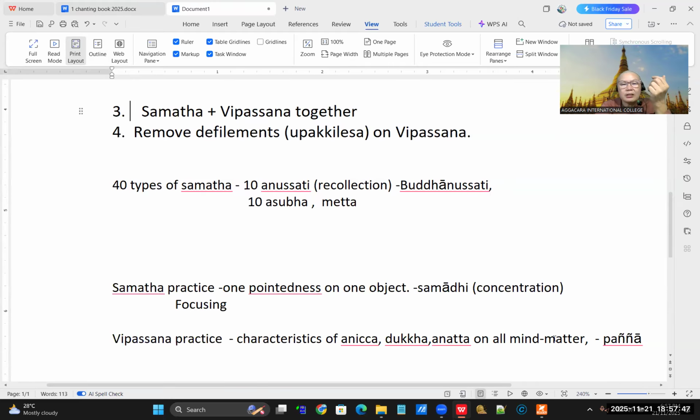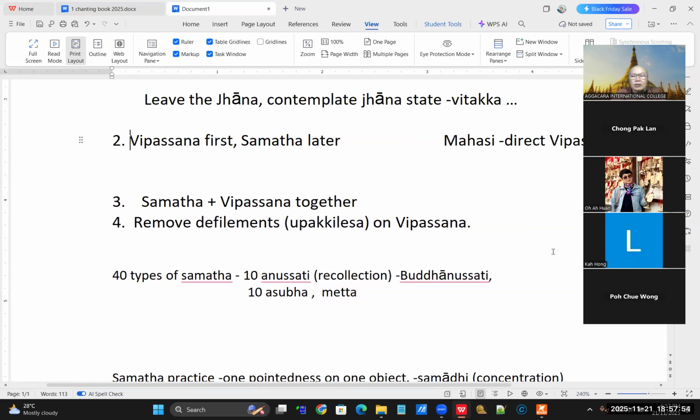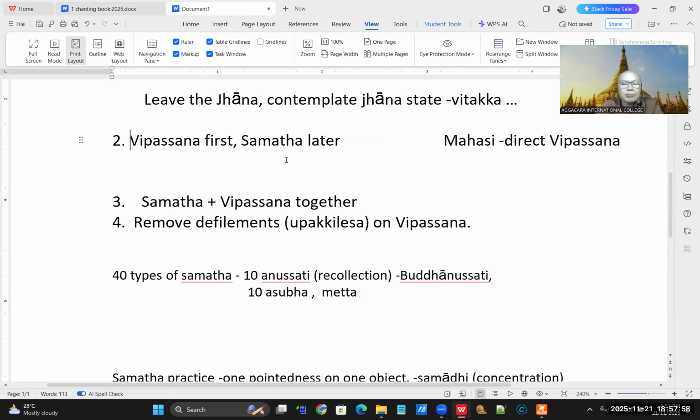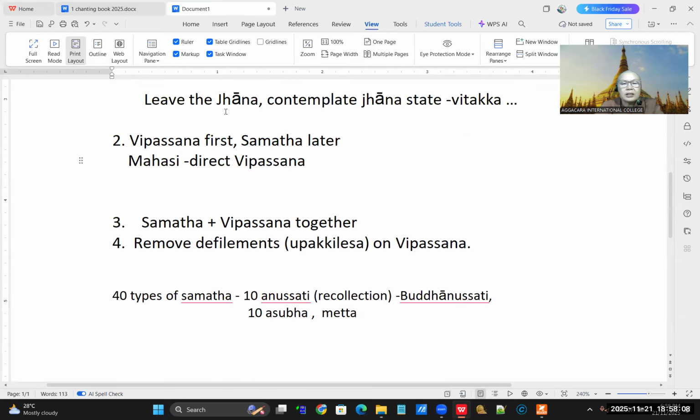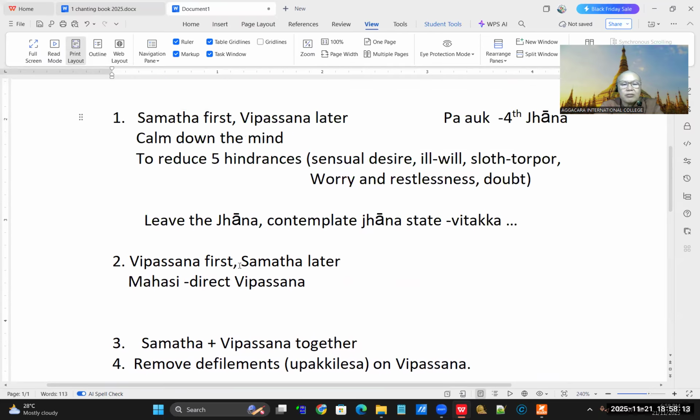So after that, now, there's a question here. What kind of samatha is it? Is it the same samatha as earlier, or is it any kind of samatha? For this, Mahasi Sayadaw is also considered under this second category, according to Sayadaw Dr. Nandamala. It's vipassana first, samatha later. So we have to see what kind of samatha comes later.